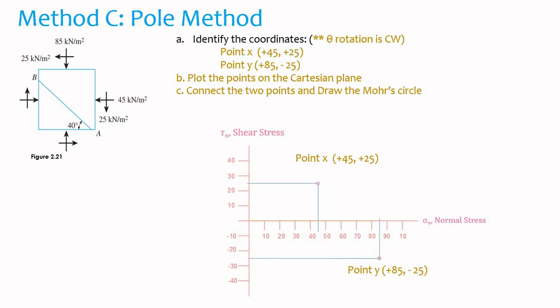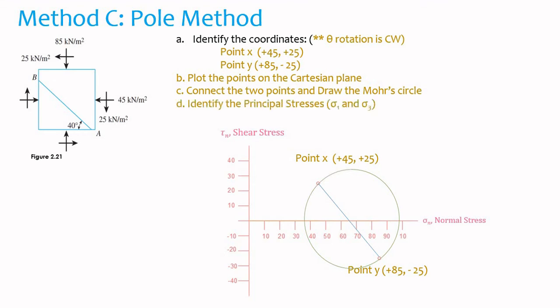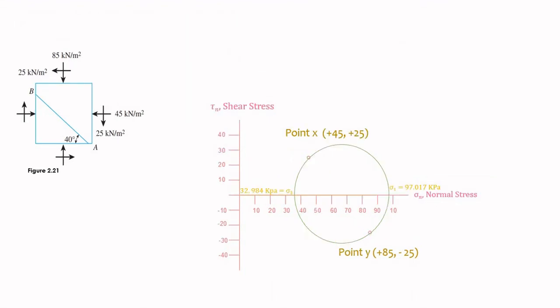And then next is we connect the 2 points together, and then the intersection of the line to the normal stress axis is the center of the circle, and then we draw the circle. So from there, we can identify the principal stresses, which is 97.016 and 32.984. And the next is we have to locate the pole since this is the pole method.